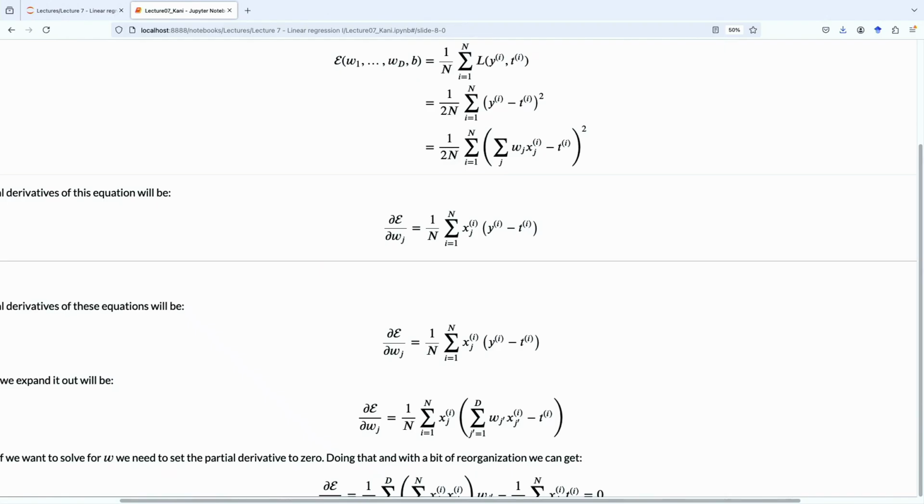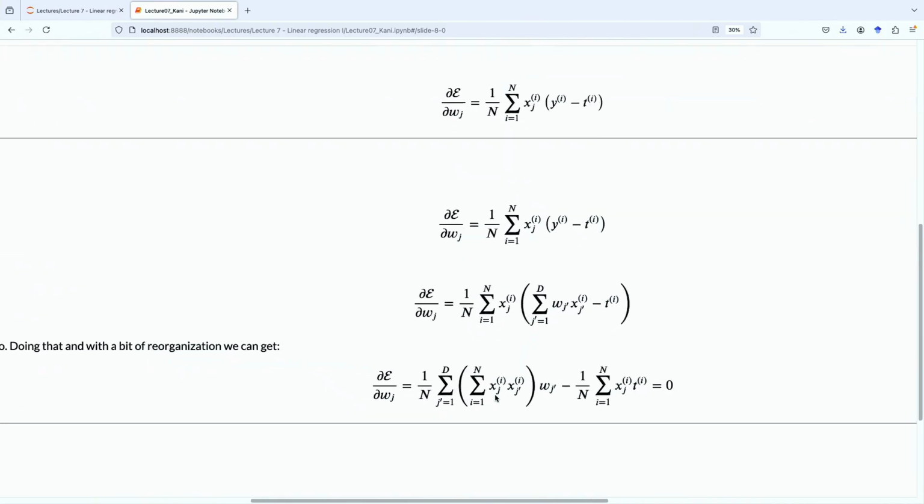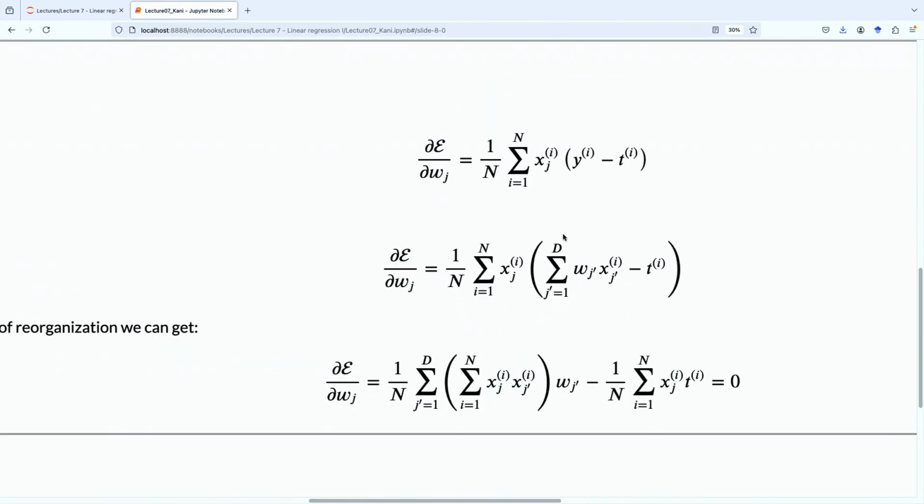Okay? And then doing a bit of organization, like so, you could reorganize this whole expression. You could carry out the multiplication.